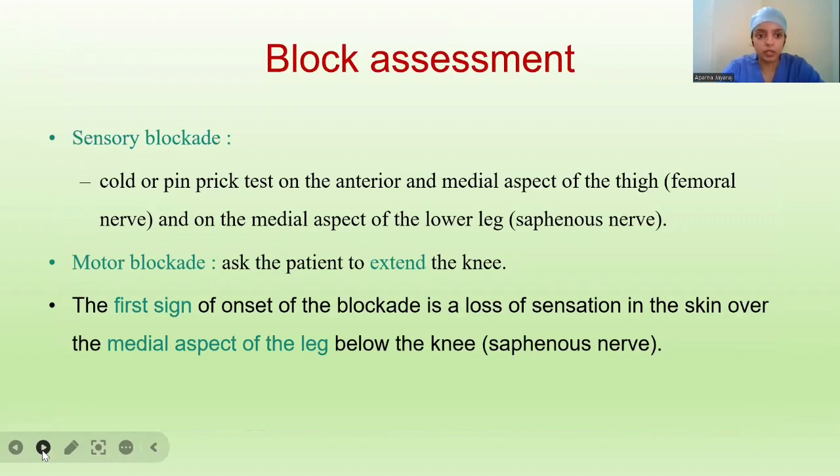Coming to the assessment of the block, the sensory assessment is done with a cold or pinprick test on the anterior and medial aspect of the thigh and on the medial aspect of the lower leg for the saphenous nerve. Motor blockade is assessed by asking the patient to extend the knee. The first sign of onset of the block is a loss of sensation in the skin over the medial aspect of the leg.